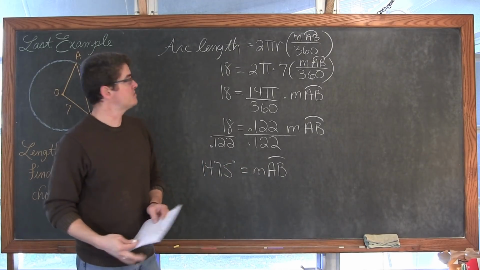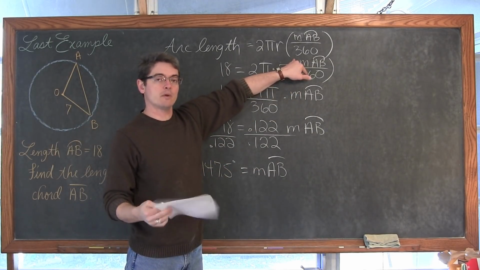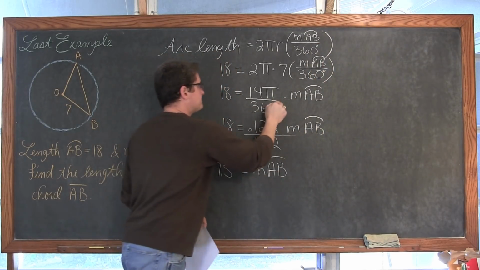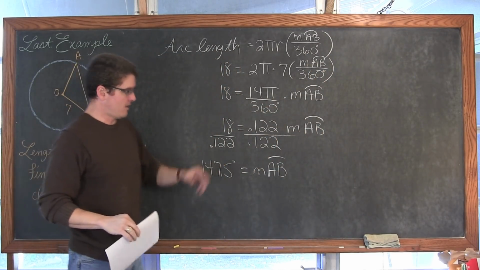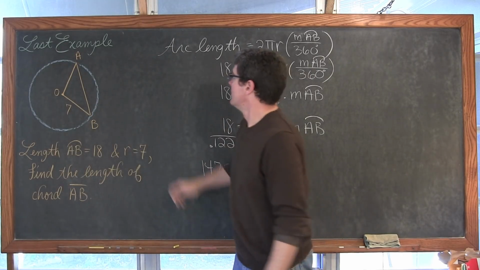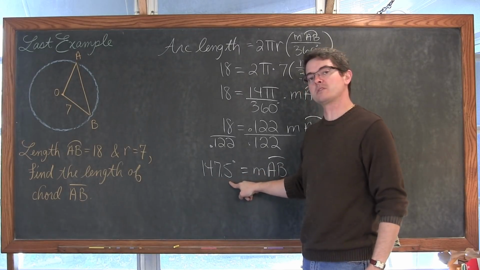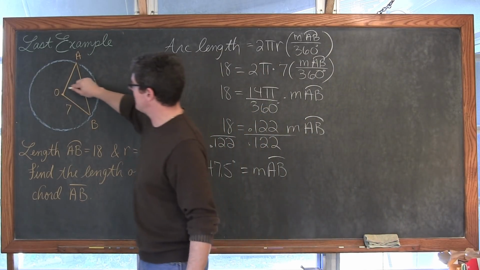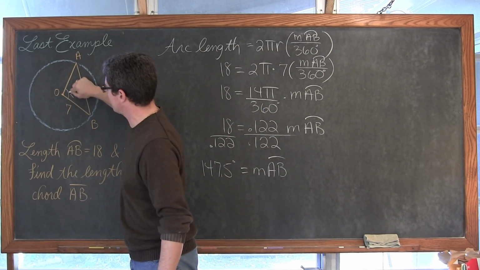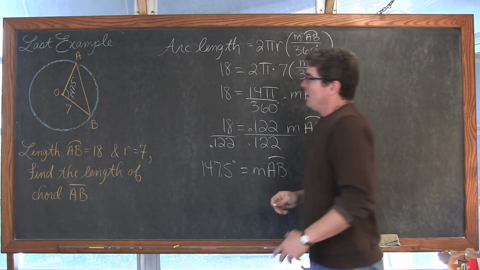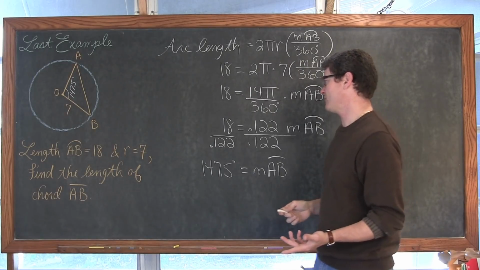And how do I know it's degrees? Because I've got a degree measure in here of 360 degrees. I guess I put a little degree mark on there. Okay, now that means that the measure of this arc in degrees is equal to 147.5 degrees. That also means the measure of my central angle is 147.5 degrees. Okay, what were we trying to find in the first place?